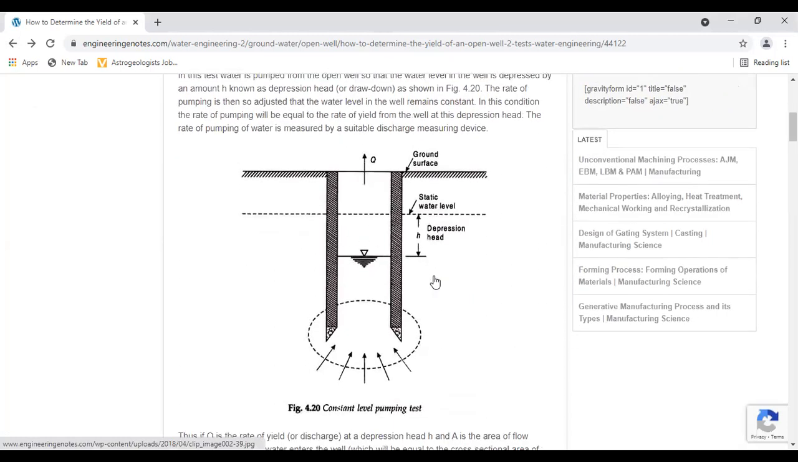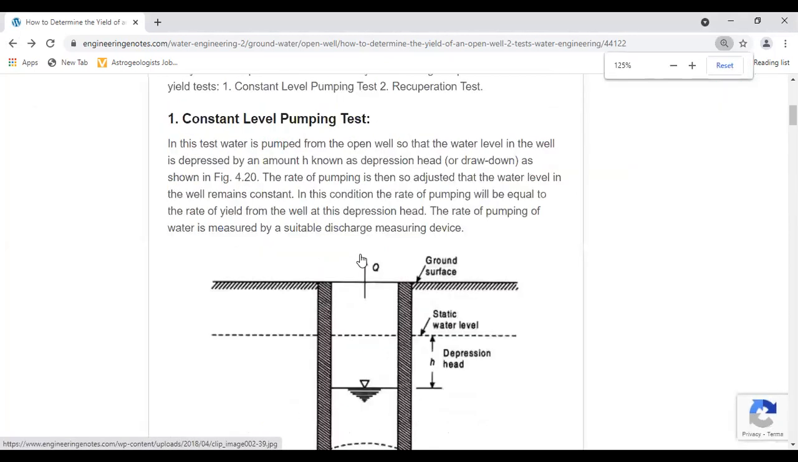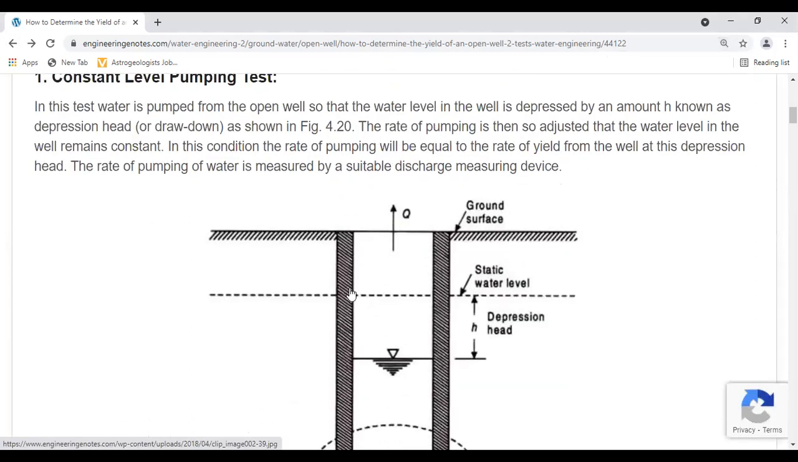So guys, you observe the figure here. What we observe in this test is that water is pumped from the open well so that the water level in the well is depressed by an amount known as the depression head or drawdown.